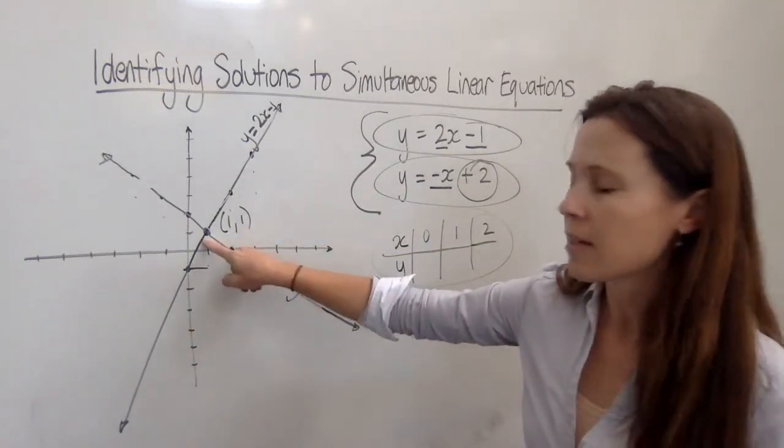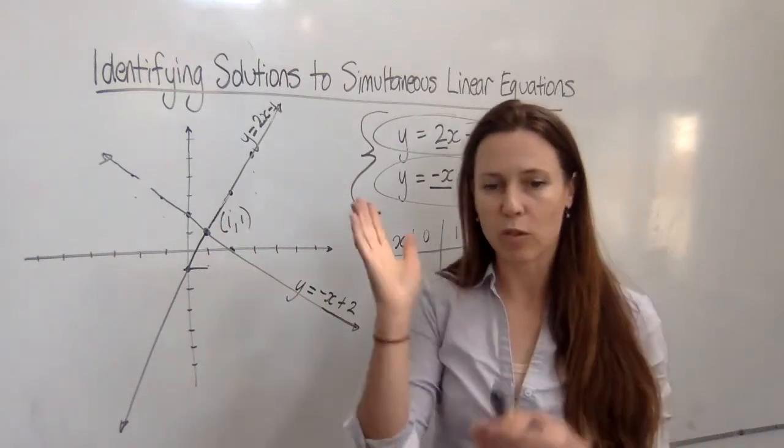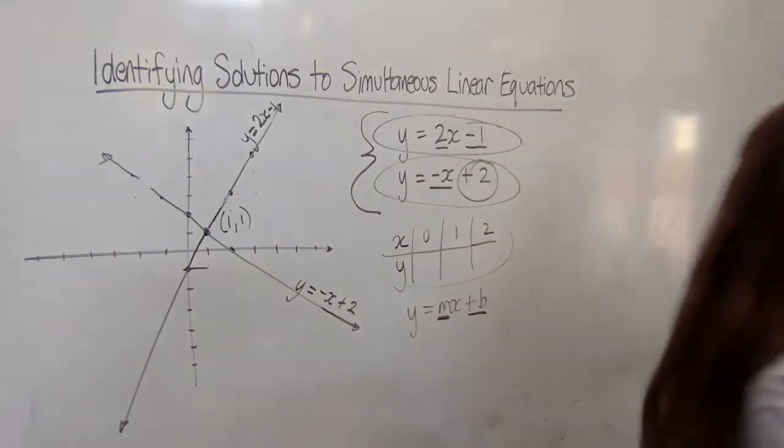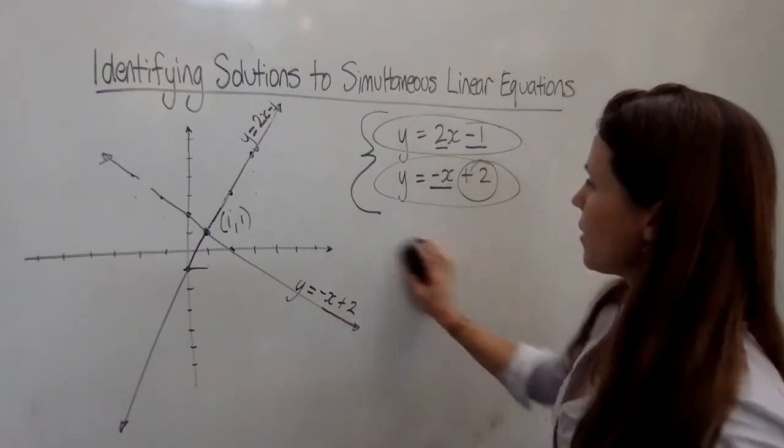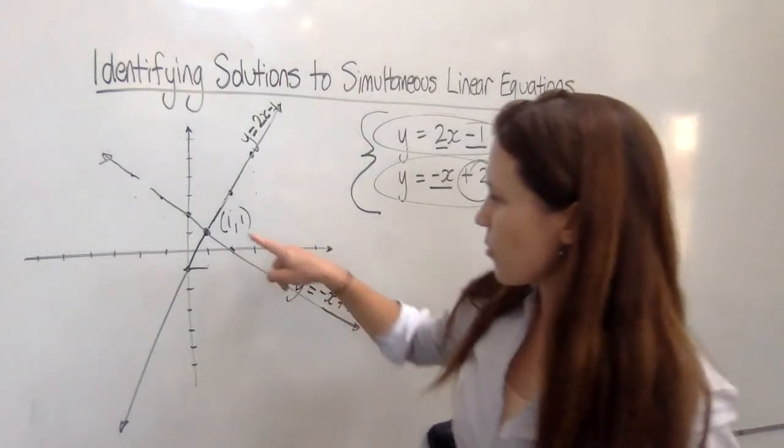Now, it's nice and easy to read it off the graph, especially if it's beautifully drawn on graph paper, and you can actually just verify that that looks like the solution. But how do you check? How do you check if it really is 1?